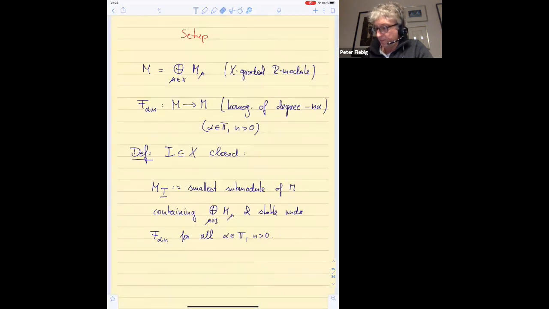So again, our general setup is this: you have a graded space M, and now these operators F alpha n should correspond to these divided power operators later. And well, you again have to modify the definition. Well, it's not really modified. So you again, for a closed subset I, define M_I as the smallest submodule of M containing all these weights, and it's stable under all these operators.